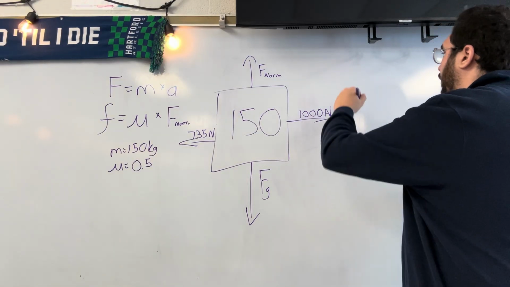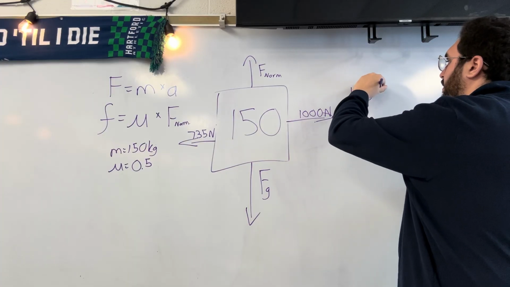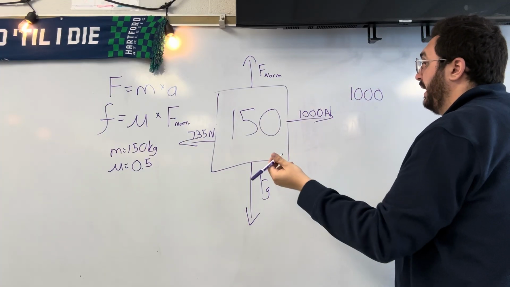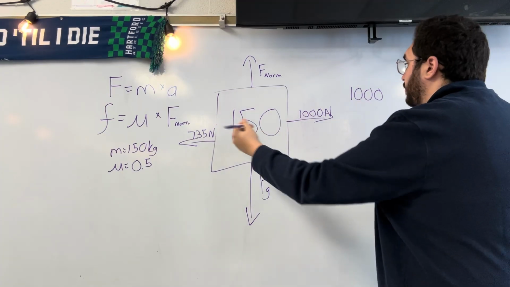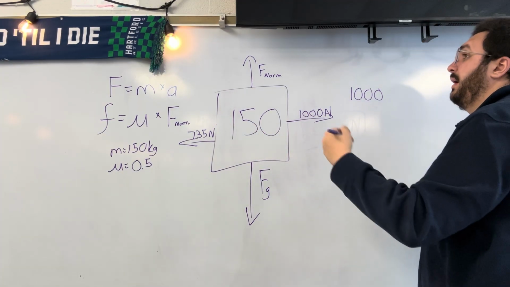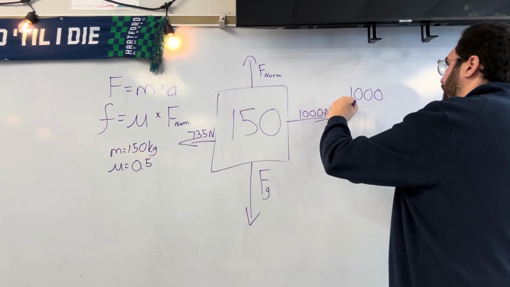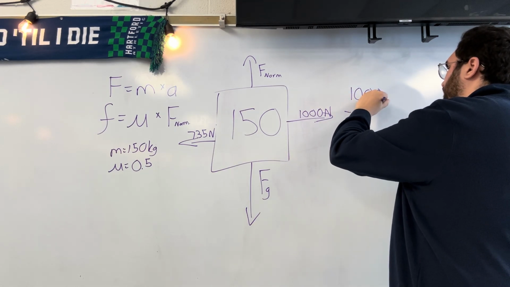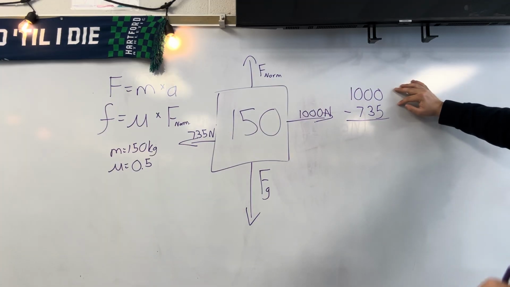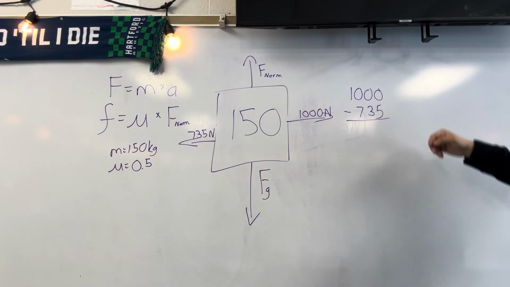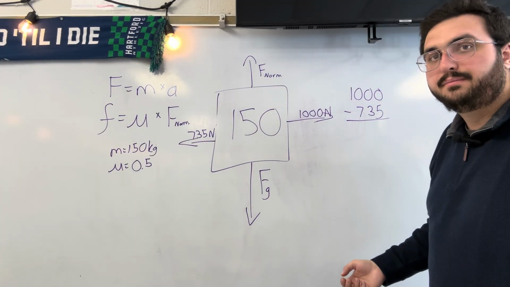So, I have 1,000 newtons going to, on my whiteboard here, it looks like to the right. I have 735 going to the left. I want to figure out what my remainder is. So, I do 1,000 minus 735. Mind you, you could do 735 minus 1,000. You'll get the same number. It would just be negative.